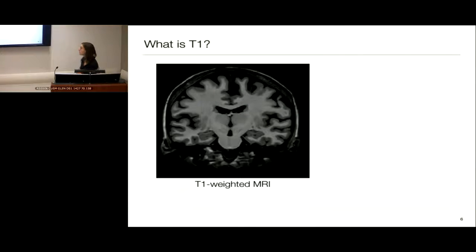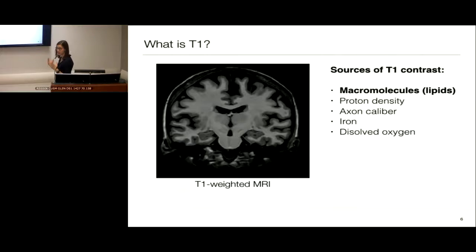So what does this mean in the context of the brain? What are the sources of T1 contrast in the brain? Well, there's quite a few. One of the main ones is the macromolecular content of the tissue, so the proteins and lipids that are there. And in the case of myelin, as I said before, it's really enriched in lipids, so that will be one of the main sources of contrast, which really here contrast the white and gray matter of the brain.